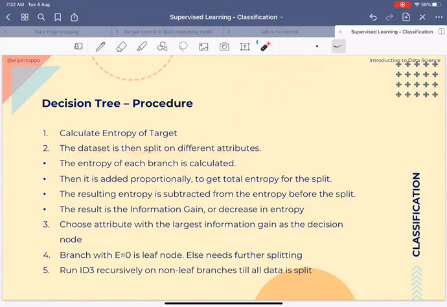Okay. Once we have information gain, we choose the attribute with the largest information gain as the decision node, and we branch based on that. If the branch has entropy 0, that is, if the branch is a leaf node, we stop there. Otherwise, it needs further splitting. This further splitting is done recursively on all non-leaf branches until the data is split. So we reach this point which says we need further splitting, which is basically what we did here. Okay, so we will recursively calculate this so that it is easy for us to implement.